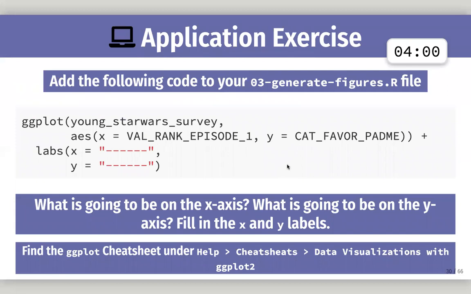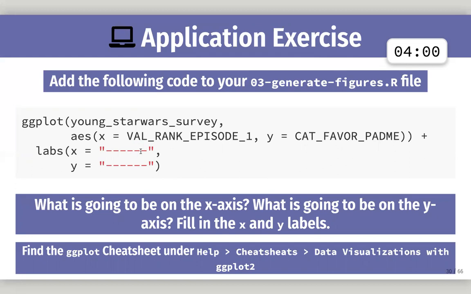Okay, so let's do some plotting. I want you to copy this code into your O3 generate figures.r file in RStudio Cloud. And first, just examine what's happening in this code. What's going to be on the x-axis, what's going to be on the y-axis? And then I want you to fill in the x and y labels here.